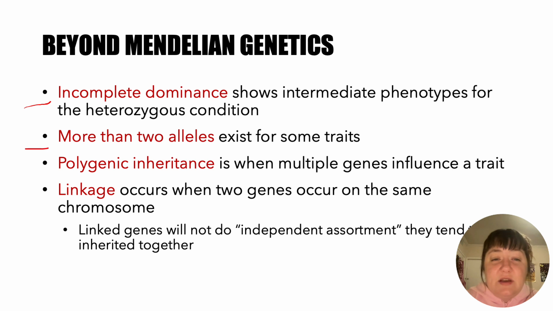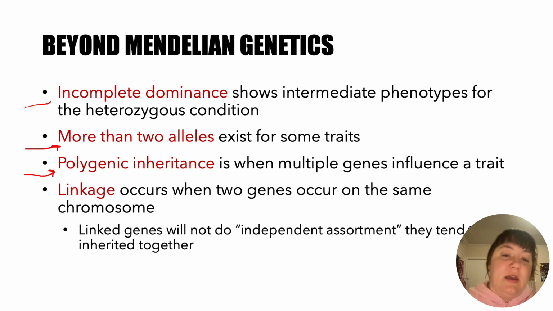Also, some traits have multiple alleles, so more than 2. And the common example is blood type in humans. Another thing is polygenic inheritance. So sometimes multiple genes will influence a trait, like multiple genes in different locations in the genome will determine things like color and height, etc. And it turns out that the Mendelian math and ratios still work out for those in a lot of interesting ways.